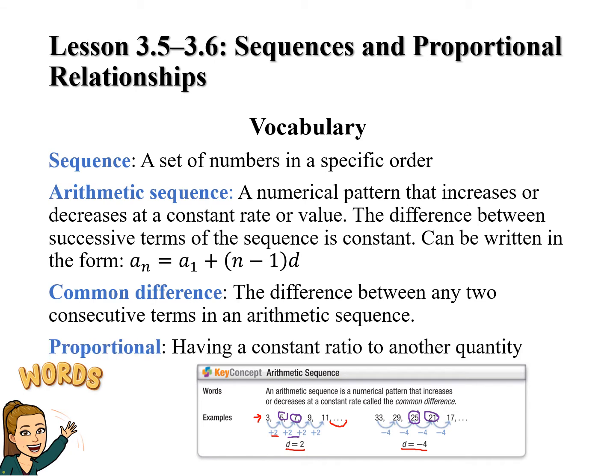Last term here is proportional. So proportional means having a constant ratio to another quantity. And the reason that this is important today is that we are going to talk about proportional relationships where we have linear functions.